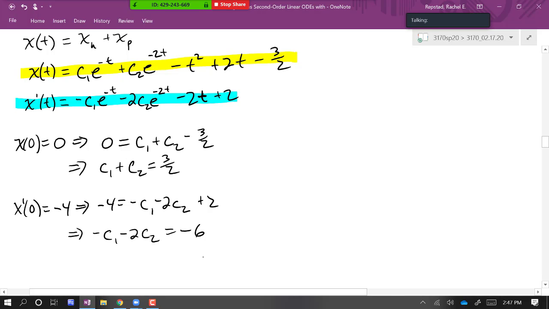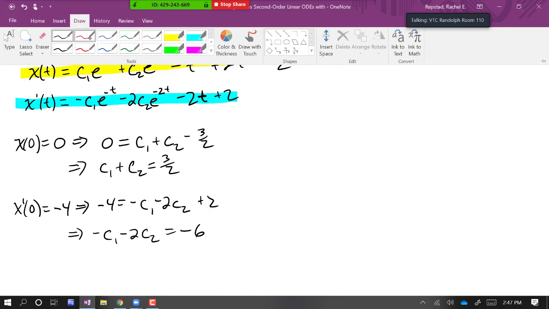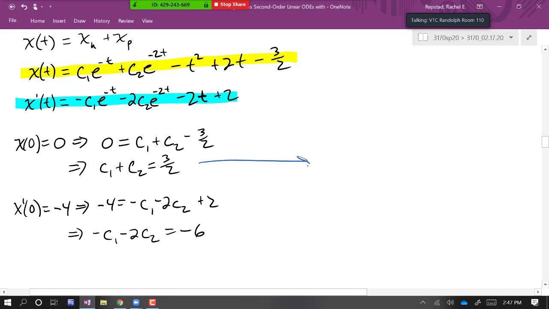Could we also say that C1 plus 2C2 equals positive 6? Yes, you could also say that C1 plus 2C2 equals positive 6, if you zap both sides of the negative, or depending on what side you got your terms on. I'm leaving it this way. You can either use substitution, or when I see these two equations, I think elimination by addition. So that's why I wrote it that way.